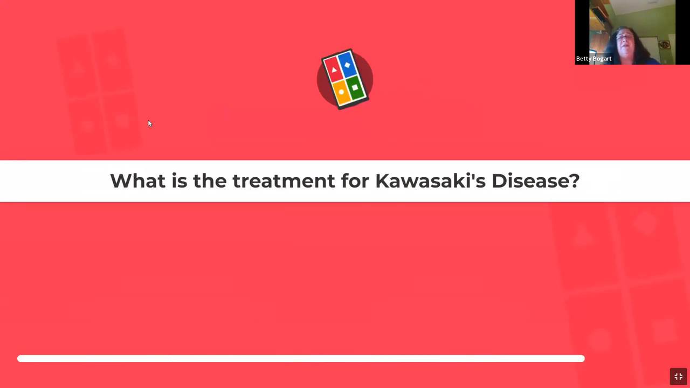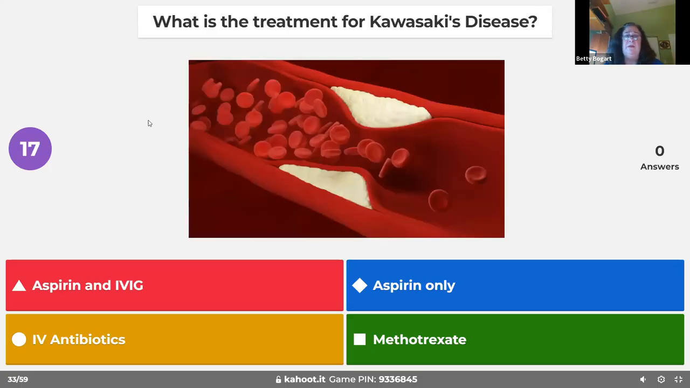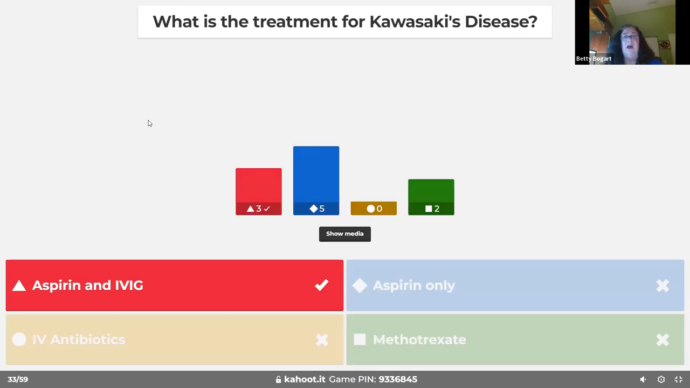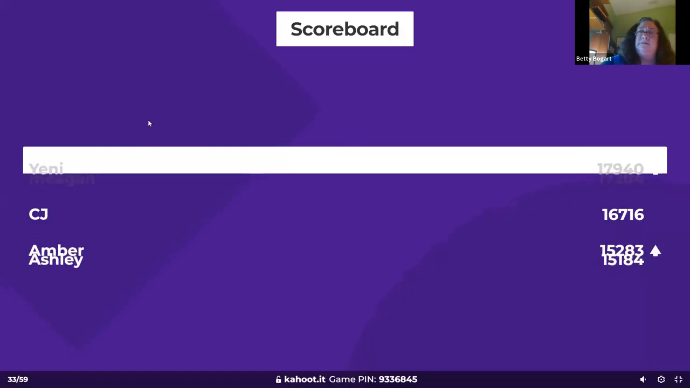What's the treatment for Kawasaki disease? Remember, this is systemic vasculitis, inflammation of the vessels. And again, we're worried about those coronary arteries and the possibility of having a myocardial infarction, because it can happen, or it can cause an aneurysm to burst. So it's the only disease that we give aspirin. And what's the aspirin used for? It thins the blood and prevents clots. And then the IVIG to boost the immune system.